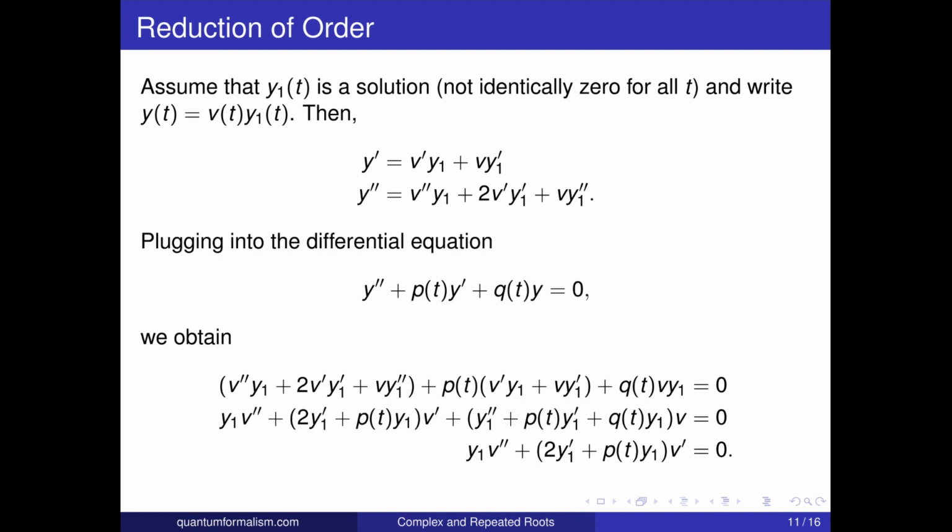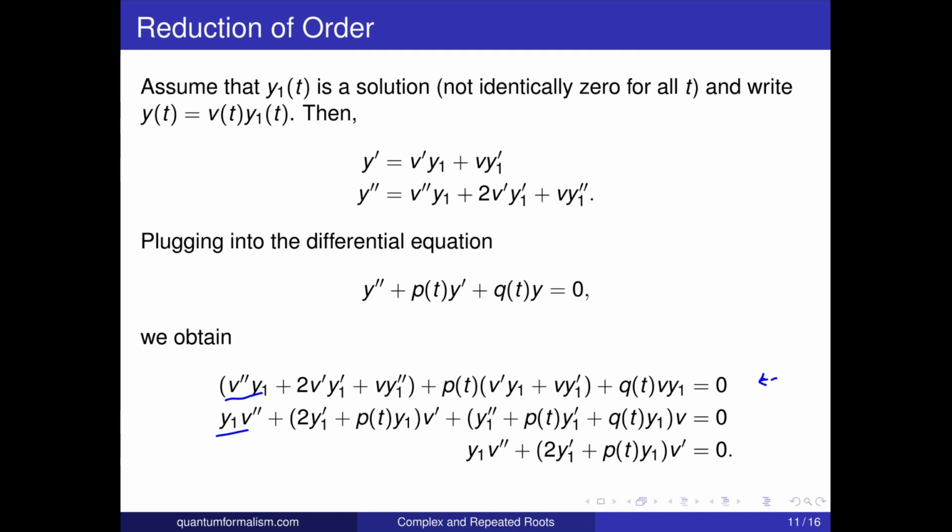Now we plug all of that into the differential equation. This first line here is just plugging into the differential equation. We used our formula for y double prime, we used our formula for y prime, and we know that y is equal to v times y1. And now we collect terms for various derivatives of v. So there's only one term that involves a second derivative of v. That's this one, coming from the one term in y double prime that involves v double prime.